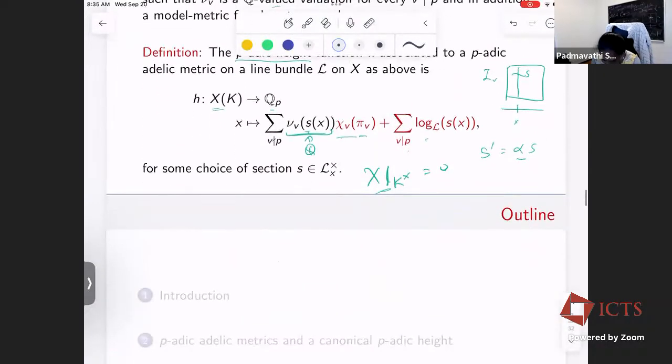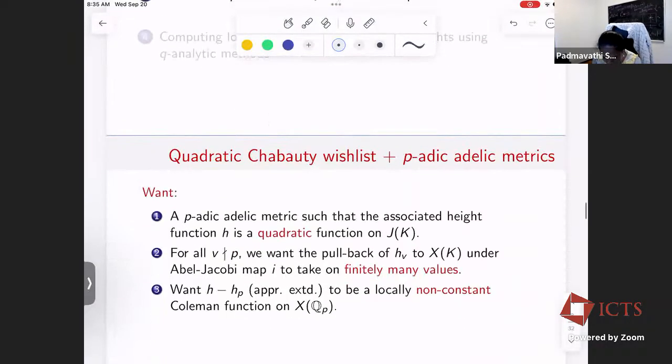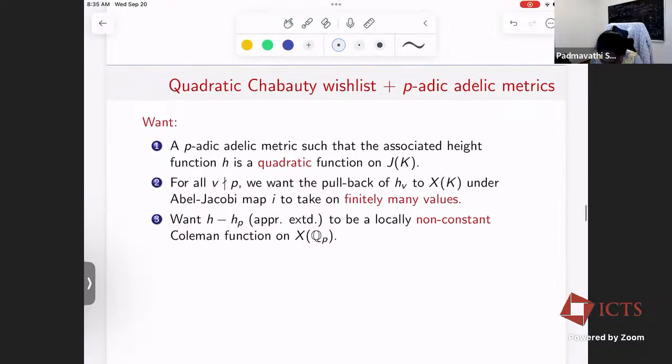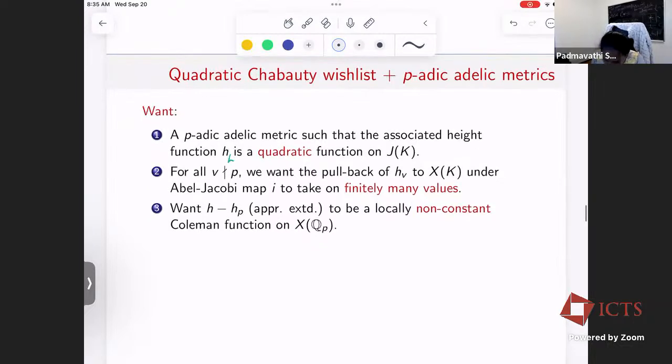And I want to explain how you satisfy the conditions in your quadratic Chabauty wish list from features of this p-adic height. So just as a reminder, what did we want for running quadratic Chabauty? We wanted this global height to be a quadratic function on the rational points on the Jacobian. At places away from p, you want the local height on the K_v points to take on finitely many values, and you want the difference h minus h_p.